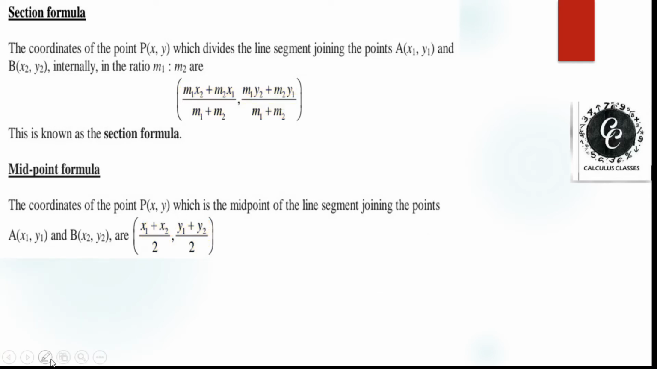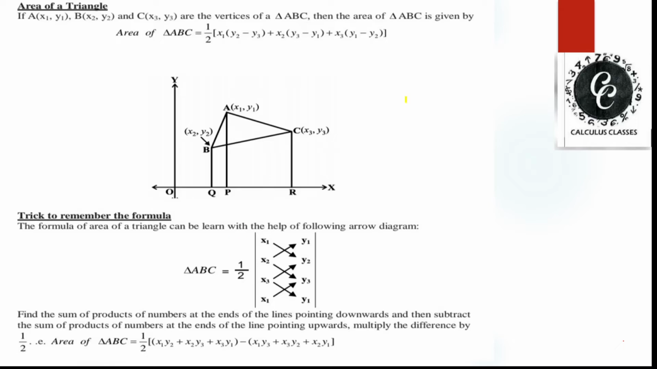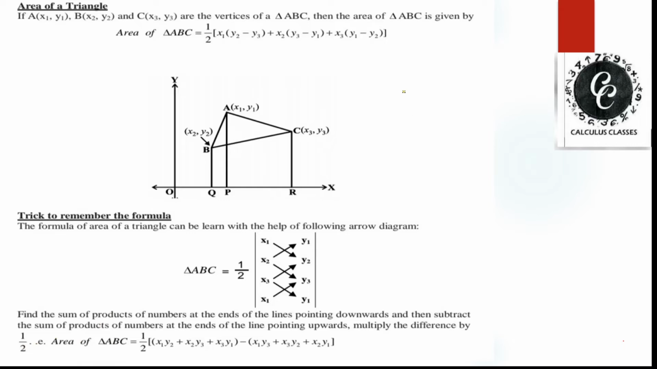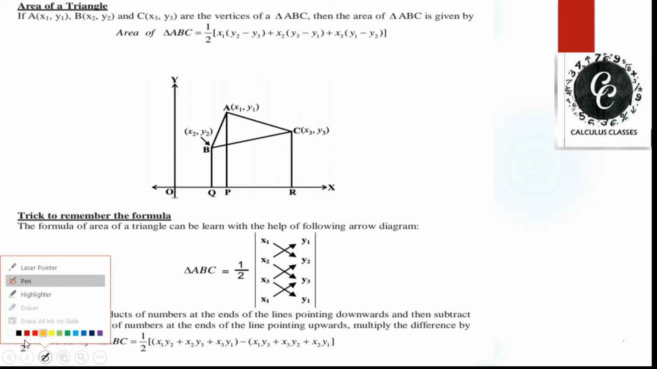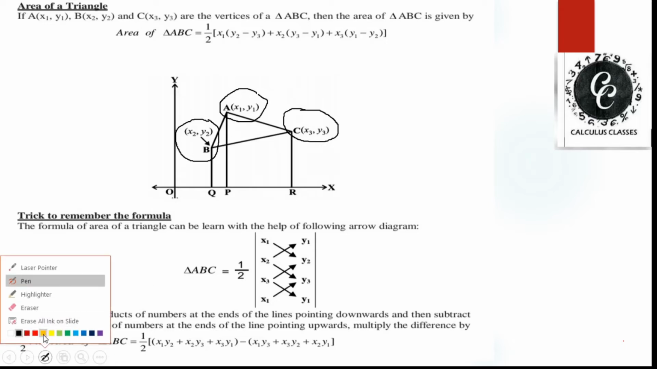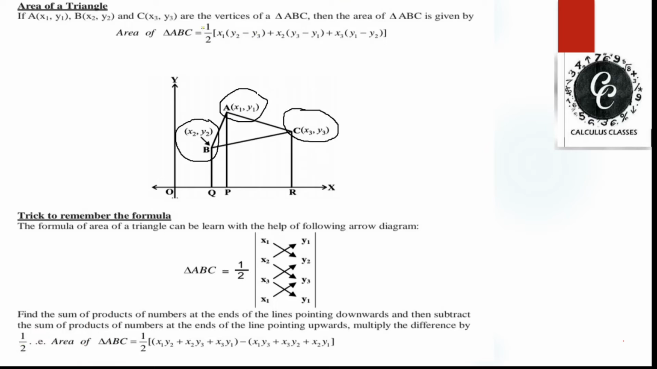Okay, so now we are going ahead. Next is area of triangle. What is the concept of area of triangle? It means we know the coordinates of the vertices of the triangle: this vertex A is x1 y1, this vertex B is x2 y2, and this vertex C is x3 y3. The formula is already written here, and I'll highlight it so that you can understand.